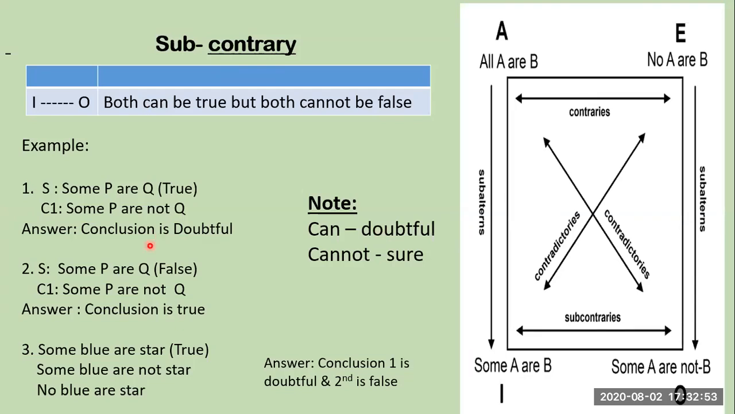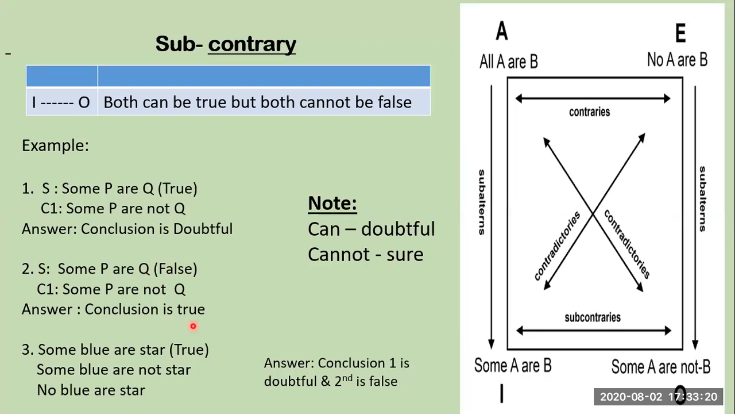The same example when false is used. False means both cannot be false. So if it is false, this should be a true statement then. So you can see here, conclusion is true. Clear? So if both statements can be true, instead of writing true, we'll write doubtful. And both statements cannot be false, so if one statement is false, the other statement should be true.